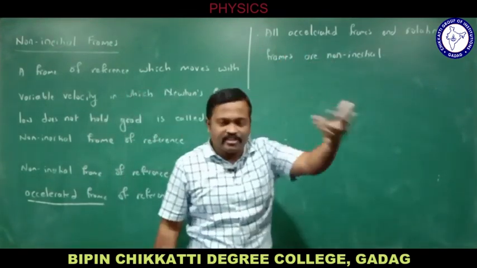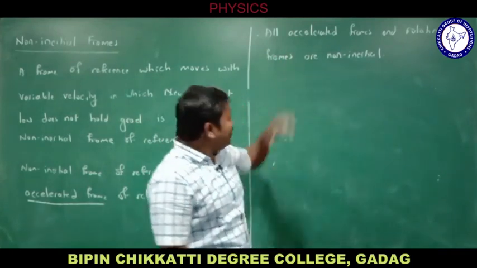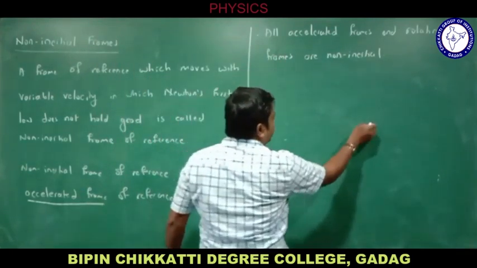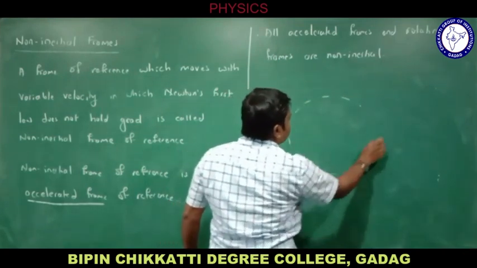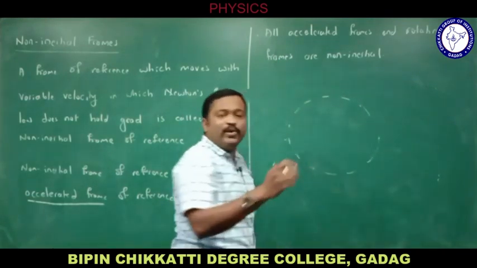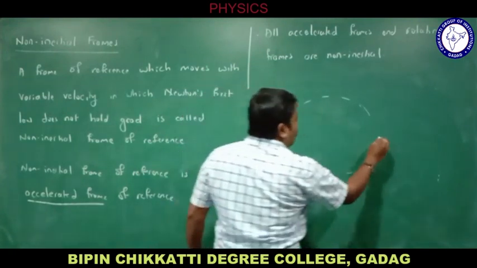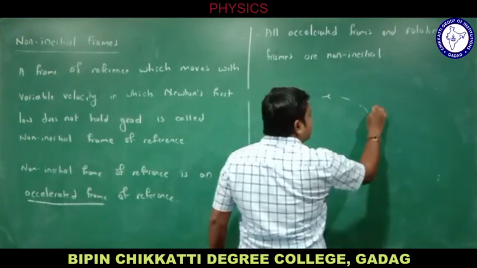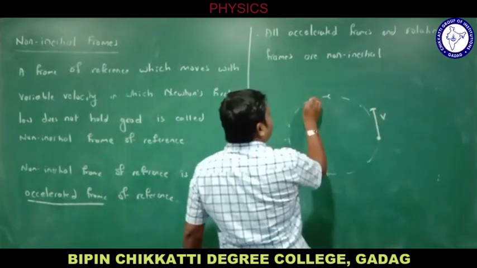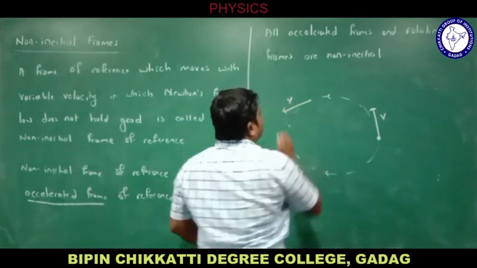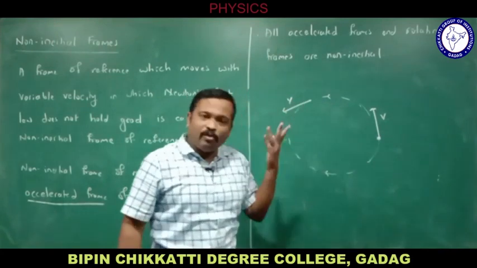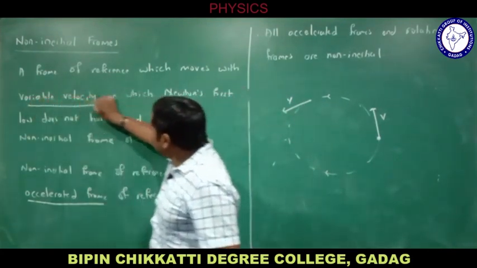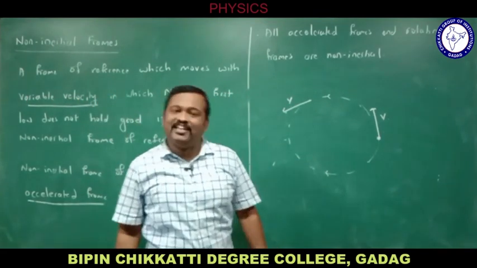An accelerated frame, of course, is non-inertial, and the rotating frame is also non-inertial, because when the body rotates, see here, do you understand? If the body is rotating like this, even though it is moving with a constant speed, the velocity, do you remember? The velocity is tangential. If it comes to this position, again the velocity, means velocity changes. If velocity changes, then it is called variable velocity, then it is a non-inertial frame of reference.